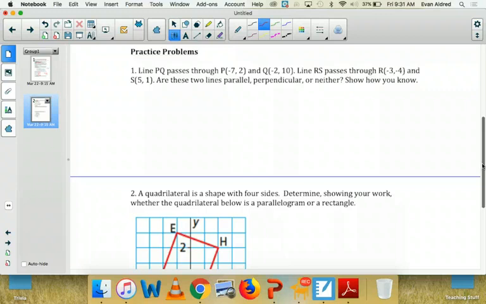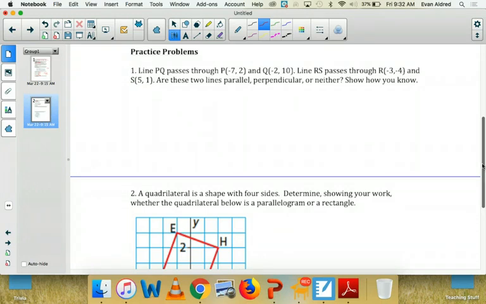So now we'll move into the 2 practice problems which haven't been done for you. And I mentioned earlier that there is a slight variation to the question that's on the front, and this is it. This is a very common style of question, whether it be on worksheets in the textbook, maybe even a type of question you see on an assignment or a probe or a test. It reads, line PQ passes through the points P, which is at (-7, 2), and Q, which is at (-2, 10), and line RS passes through R, which is at (-3, -4), and S, which is at (5, 1). And we're asked to determine if the lines are parallel, perpendicular, or neither, and show how we know.